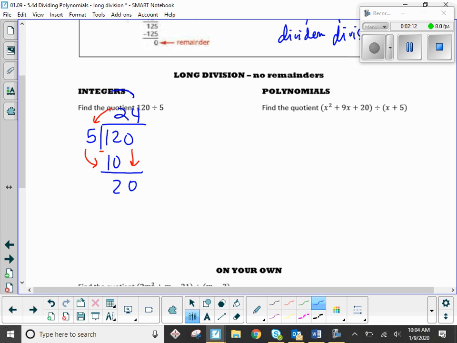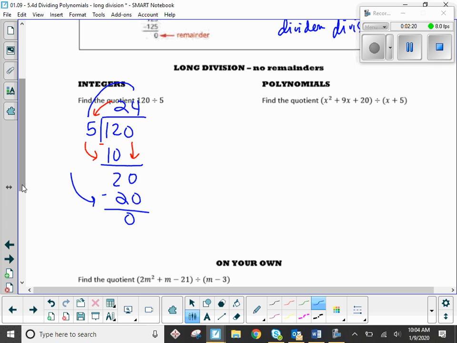You take that 4 times the 5. You bring it down. You subtract, and you get 0. Which part of all that is your answer? The 24. Okay, that's the quotient. Right. So I'm going to use this as a model when we go over here with the x's. Okay. So keep all this stuff in mind.